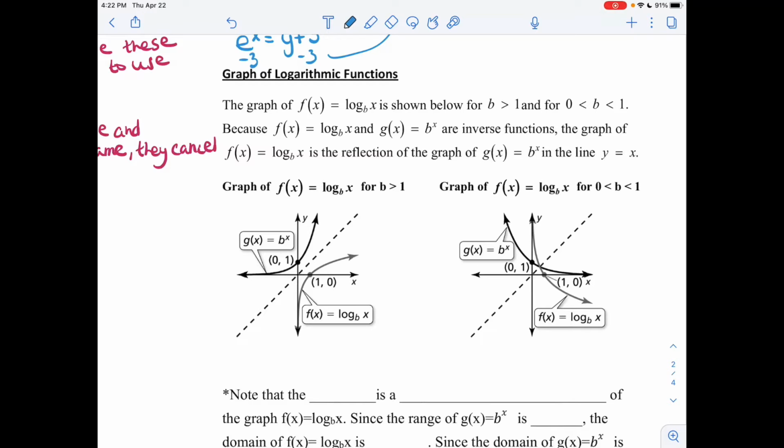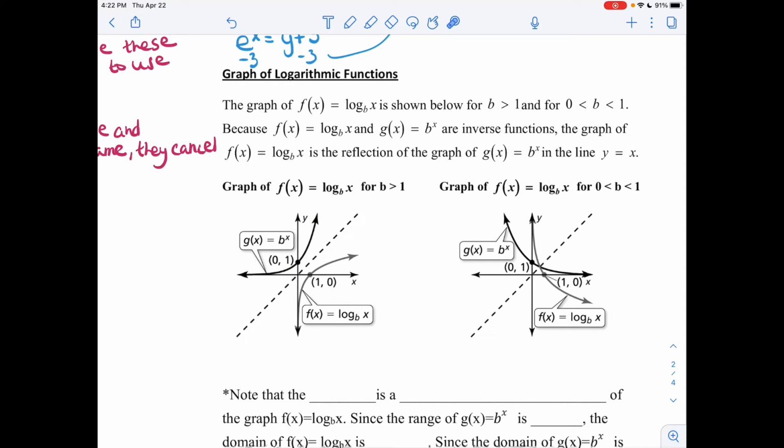One last thing for today, I just wanted you to see a graph of a log function, and I want to talk about just a couple of characteristics about it. We are going to dive much deeper into these in our next lesson where we start transforming both exponential and log functions, but for now I just want to introduce you to the graphs.